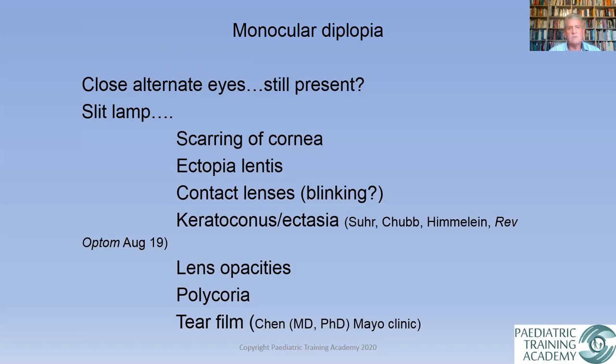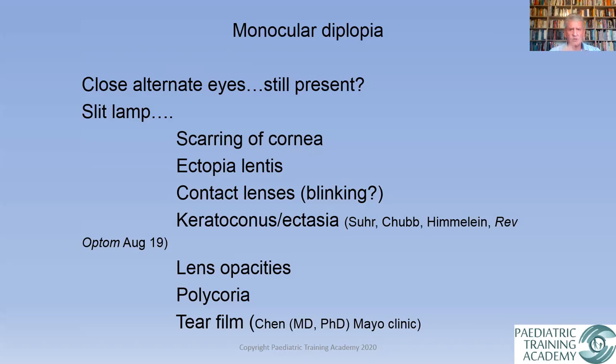And there's a nice article in the Review of Optometry, August 2019, which goes through some of the causes of monocular diplopia. Lens opacities can scatter light, once again causing the patient to perceive double vision in one eye. Polychoria, multiple pupils. I don't really understand this completely, because when I was a student, I remember a thing called the Scheiner principle, where you could have a disc with holes in it and still measure the power of a lens through it if you put it in a vertometer, even though there was no direct transfer of light from one side of the vertometer to the other.